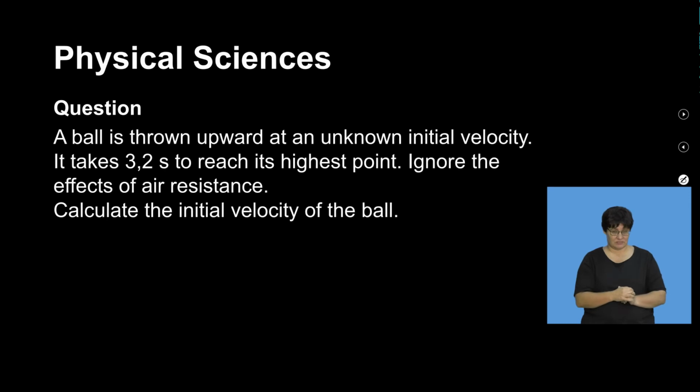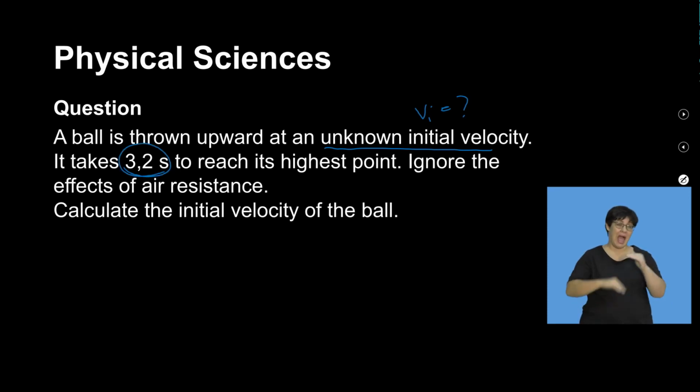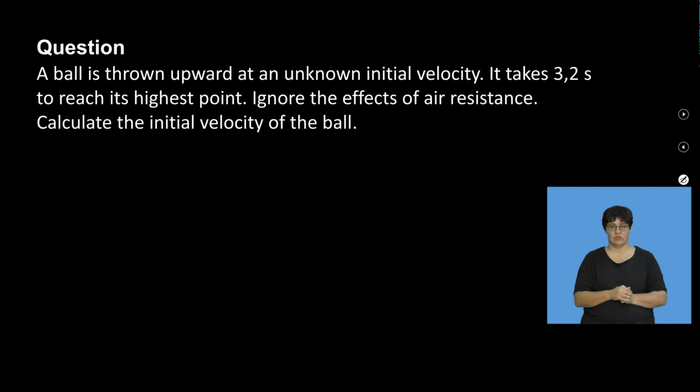A ball is thrown upwards at an unknown initial velocity. So we don't know VI. It takes 3.2 seconds to reach its highest point, and then they ask us to ignore the effects of air resistance, which is great. They'll do that with all of them, and they want VI. Right. Let's draw a diagram. Here we have my object, the ball. It throws up, and it gets to here. What they tell me is I don't know initial velocity. They do tell me, though, that it takes 3.2 seconds to get to the top.